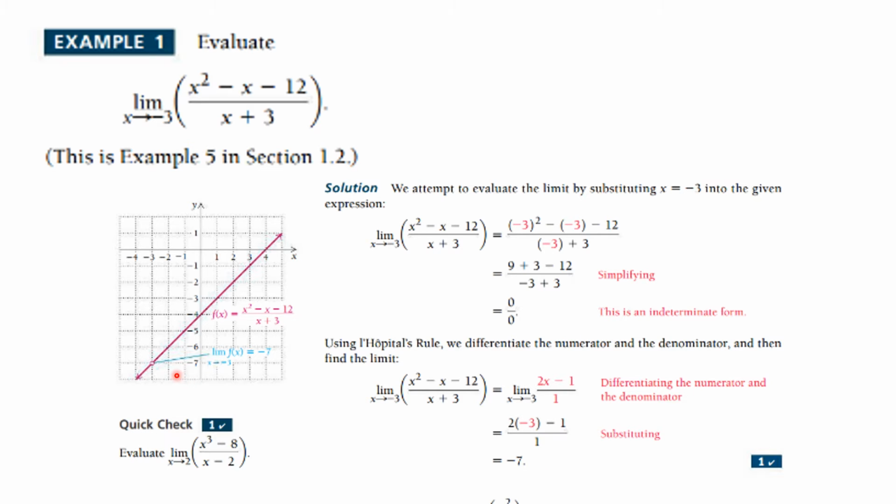And from a graphical point of view, you see that this function is not defined for x equal minus 3, but whether I approach from the left or from the right, I get closer and closer to minus 7. So this is indeed the correct answer.